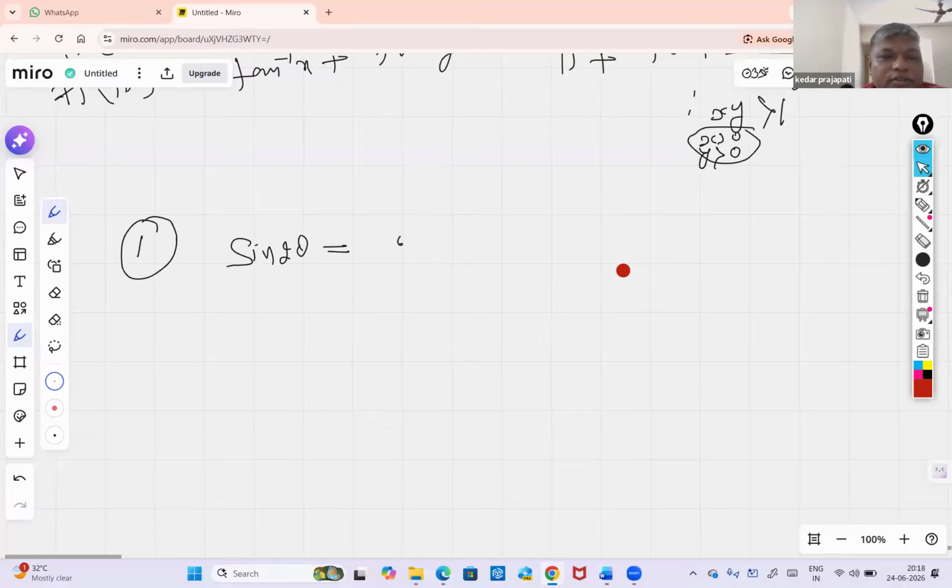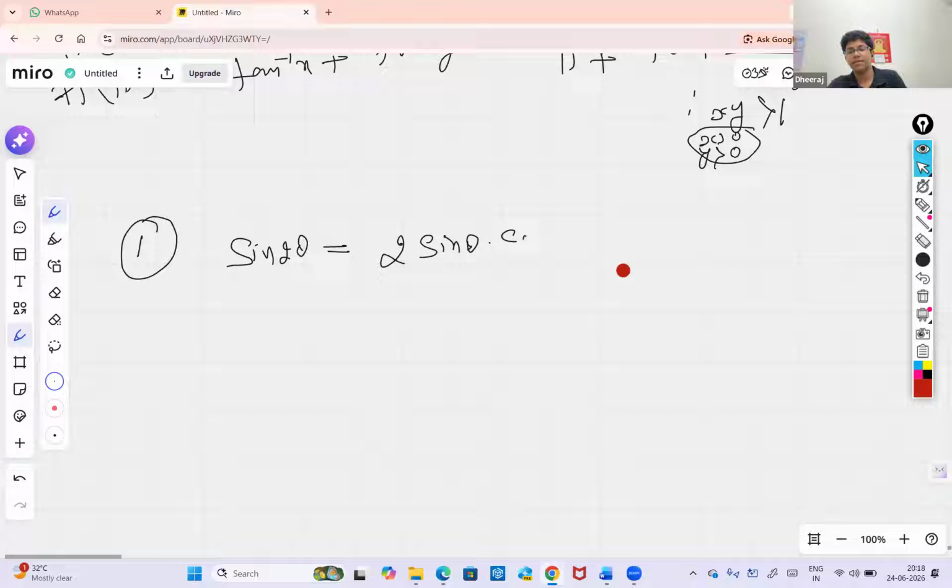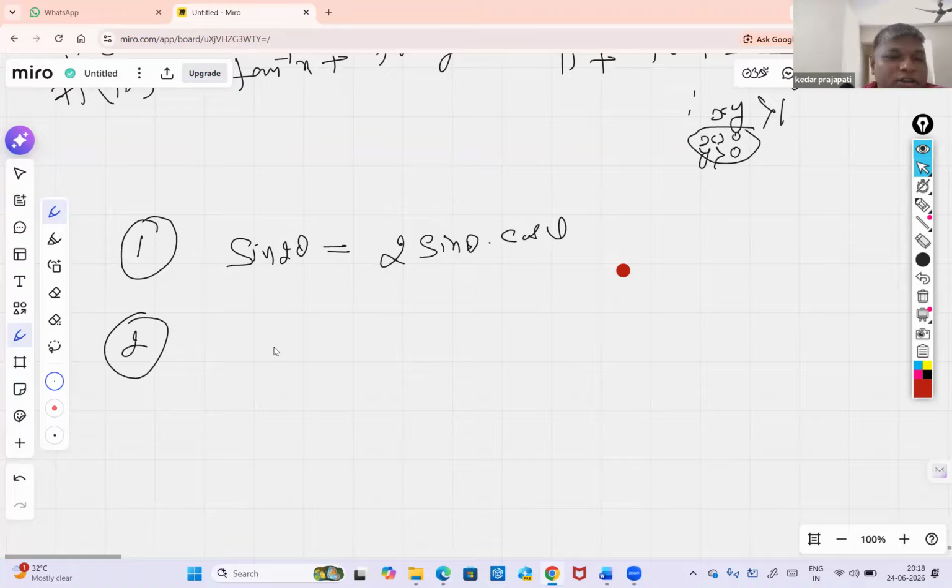2 into sin theta into cos theta, right? Now in a similar way cos 2 theta will also come. How do we find cos 2 theta? It's cos square theta minus sin square theta. Yes. So now this is cos square theta minus sin square theta, right?